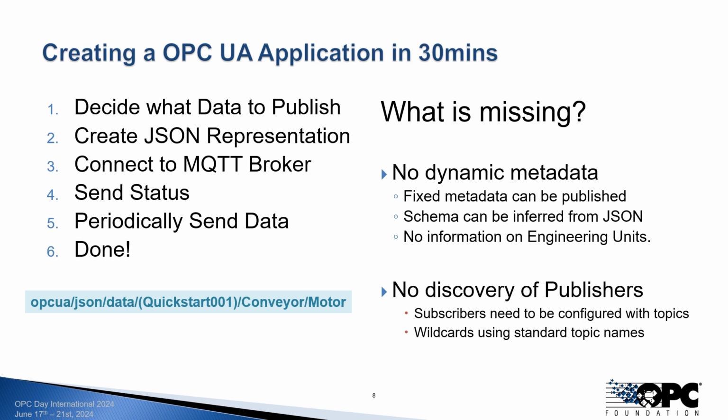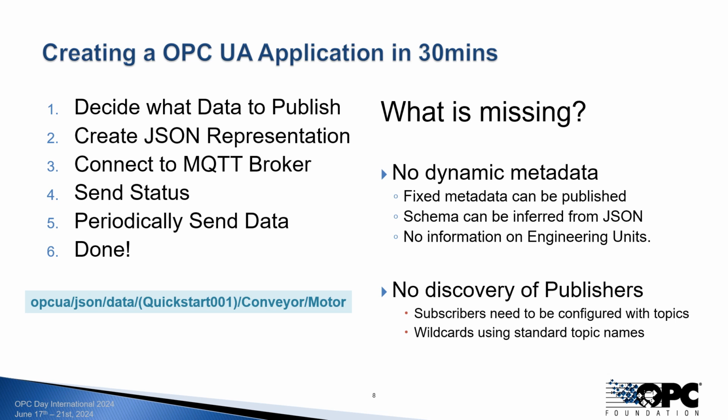So two messages. Decide what to publish, create a JSON representation, connect to the broker, send the status, then periodically send the data. You're done. You've got your basic OPC UA pub sub application that you could probably implement in 30 minutes to an hour, maybe less, depending on how much knowledge you have about the APIs used to talk to the MQTT broker or serialize data using JSON. But what's missing?